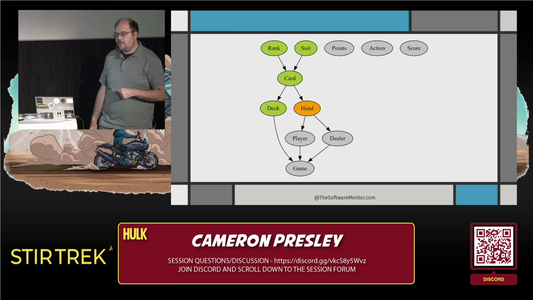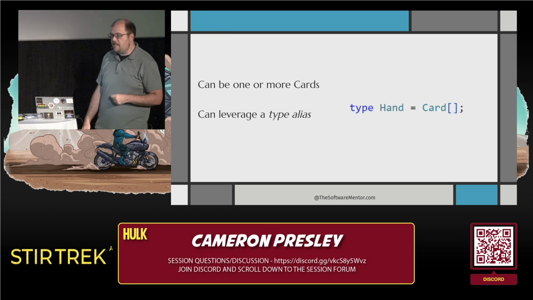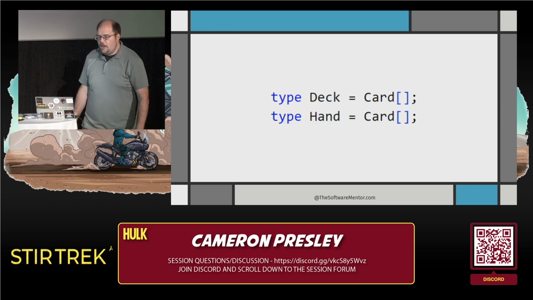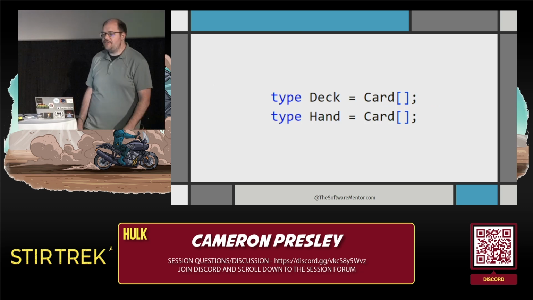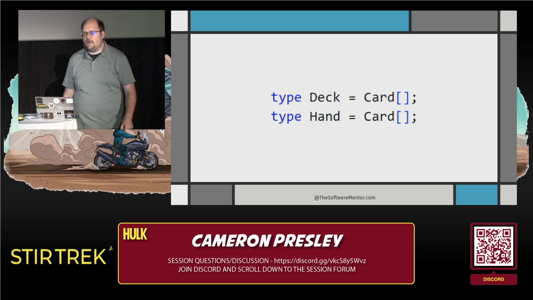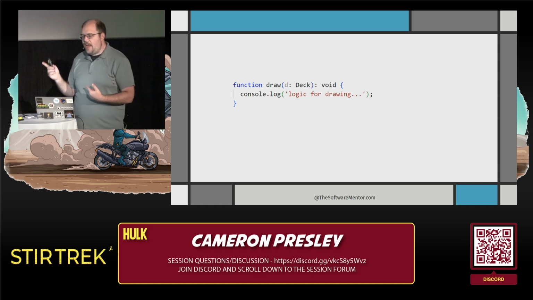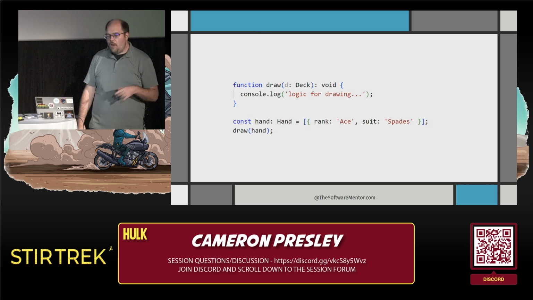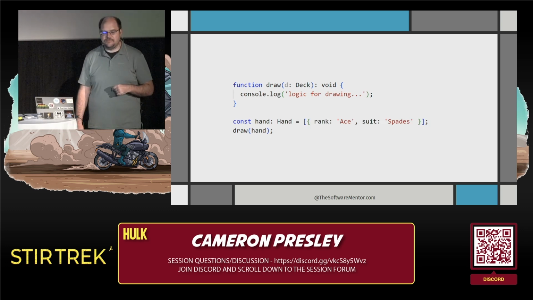We're going to do the same thing for hand. Hand can also be one or more cards, and so we're going to use that same type alias trick where we say hand equals card array. This is going to get really interesting because now we've said that deck and hand are both arrays of cards, which means we can do fun stuff like this. So let's say we have a function called draw that you pass in a deck, it'll do some stuff. Well, I can create a hand like so, and then I can call draw with it.